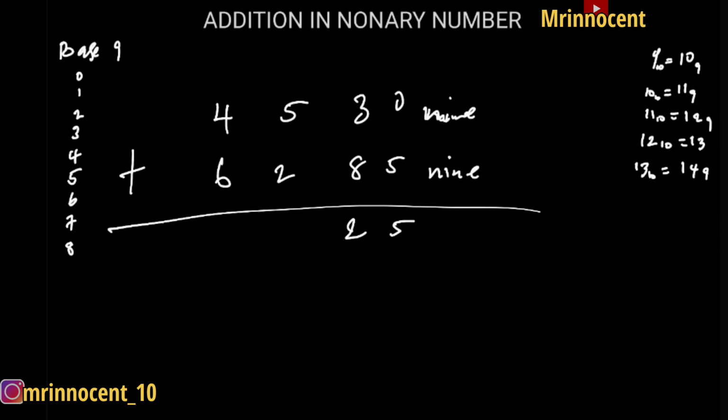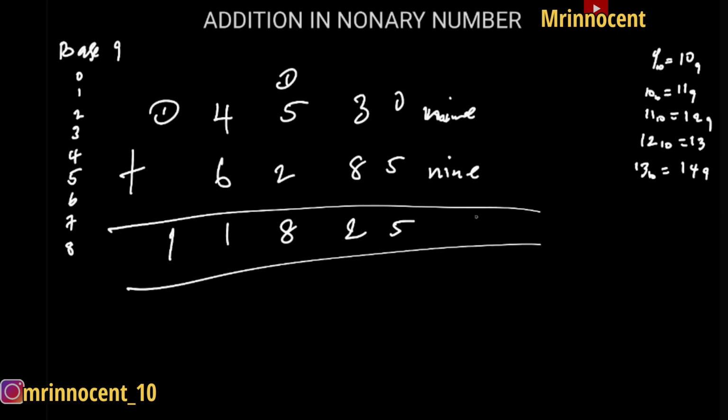Write 2, carry 1. 6 plus 2 is 8. 8 in base 9 is 8. 6 plus 4 is 10. 10 in base 9 is 1 remainder 1. Take it to the next one, bring it down. You have 1, 1, 8, 2, 5 in base 9.